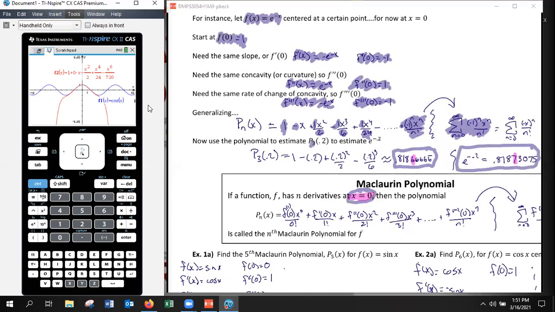In fact, this is how they came up with a lot of the trig values in terms of calculations. We allow computers to come up with those trig values by using polynomials. So, random fact of the day.